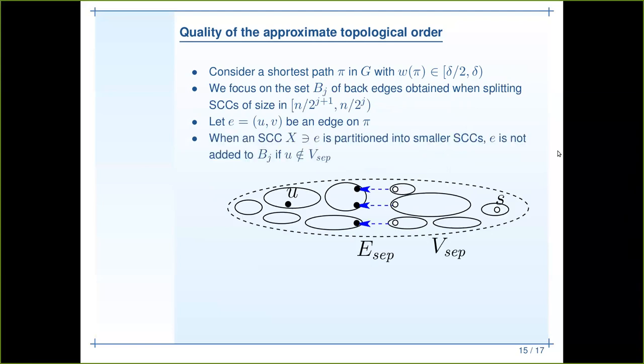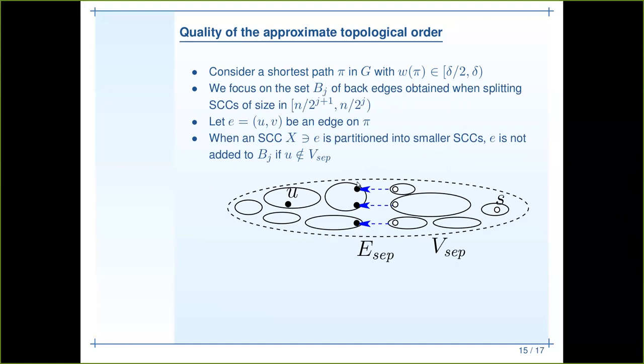So consider a shortest path pi, again, with weight in this range here. And let's just focus on back edges BJ that are obtained when we split an SCC of size in this range here. So this is a subset of all back edges generated. Let E be some edge on the shortest path.